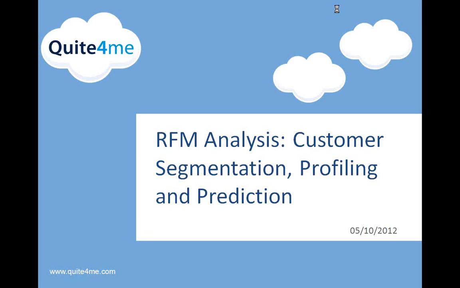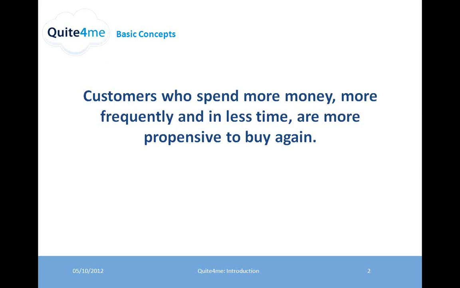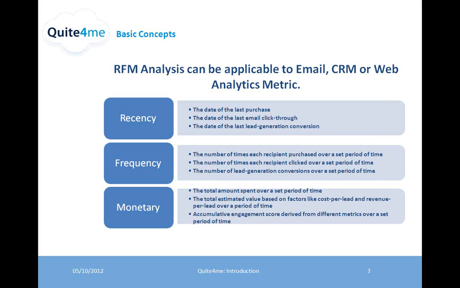Customers who spend more money more frequently and in less time are more propense to buy again. This is based on the well-known RFM analysis. RFM stands for recency, when the customer placed the last order; frequency, how many orders the customer placed in that period of time; and monetary, how much money the customer spent.